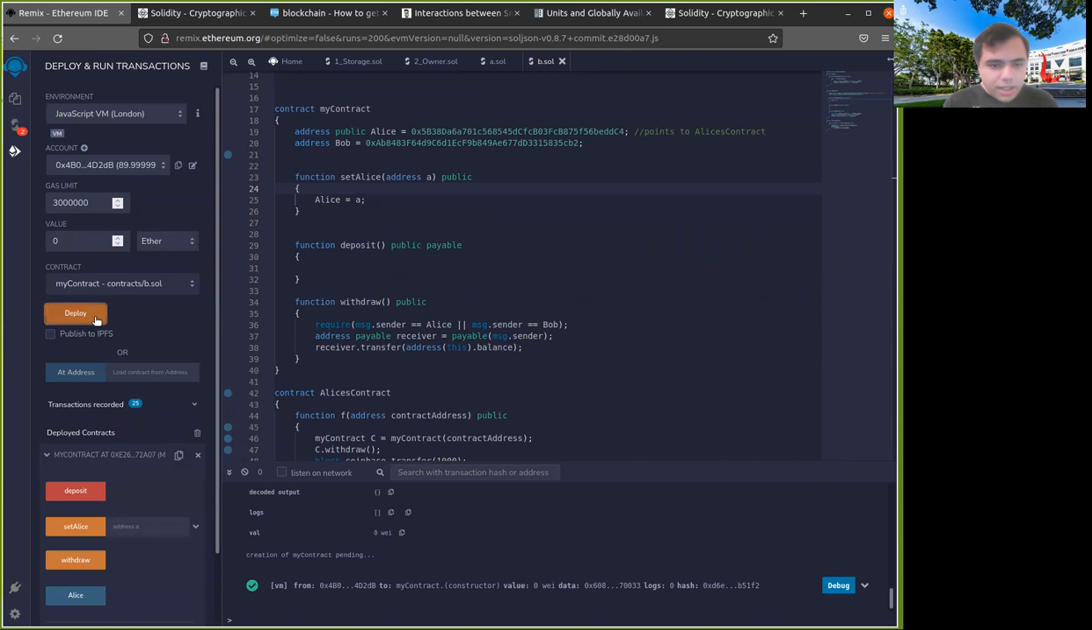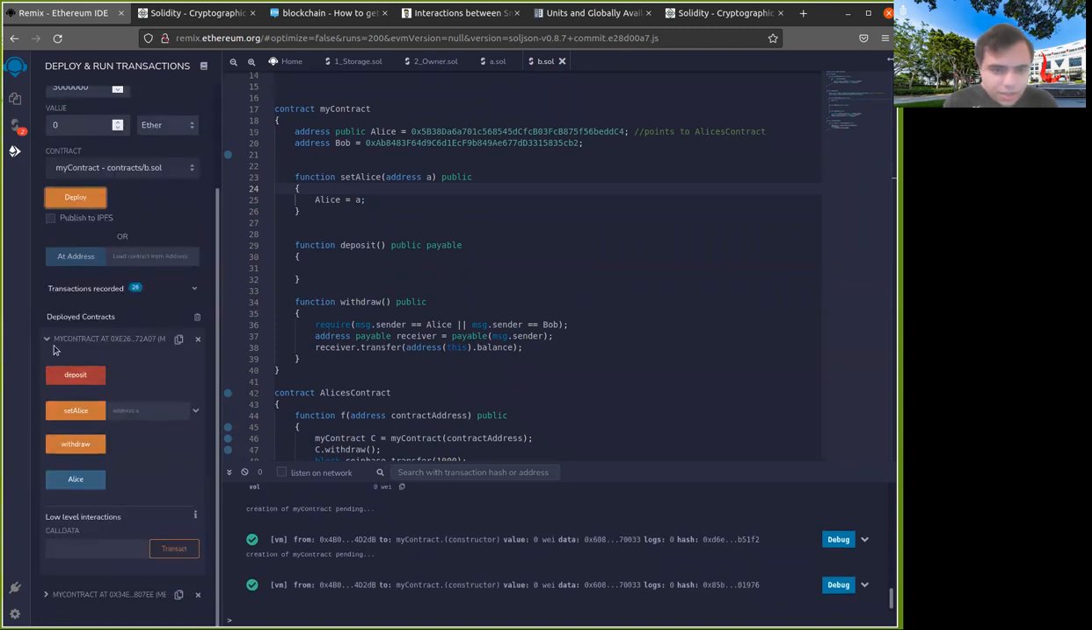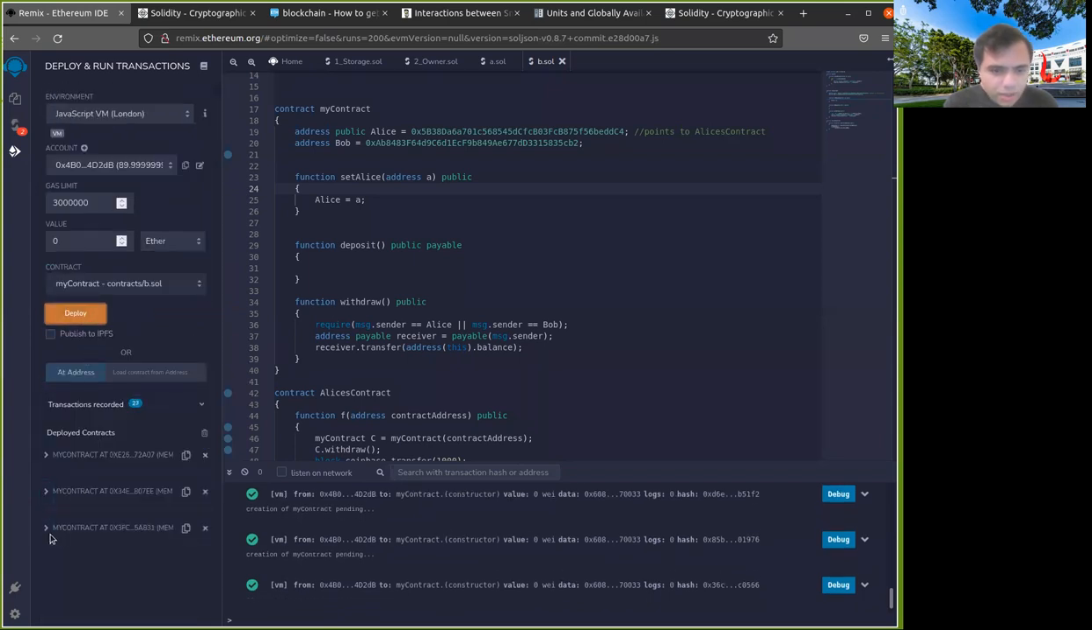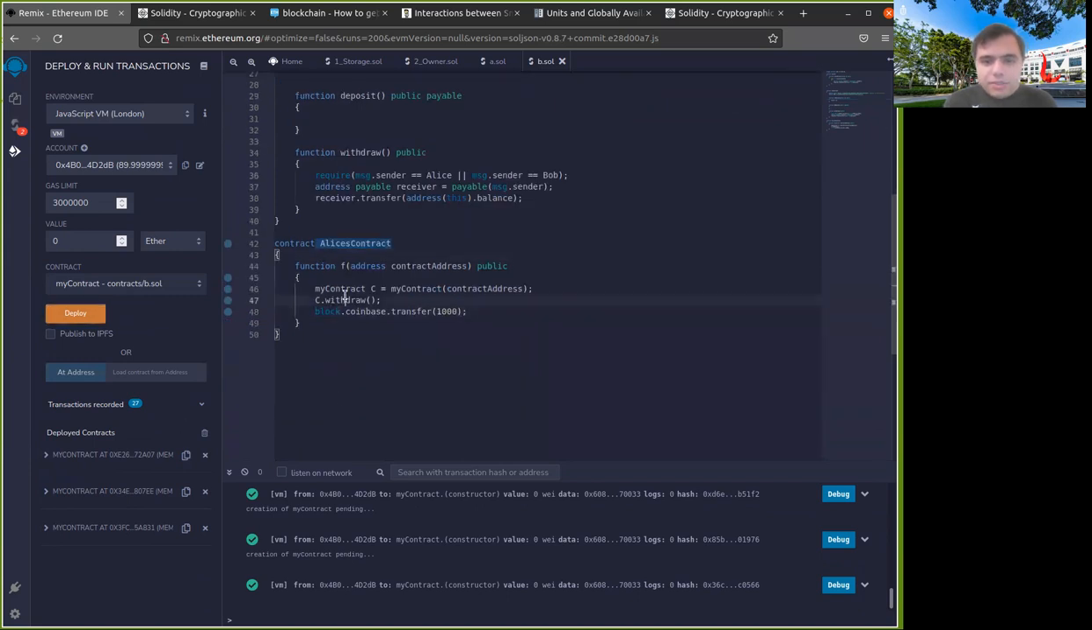But I can deploy it again and again. And this just gives me more instances of the same contract. Okay, so these are all the same contract. They have the exact same code, but they have different addresses. So it's very similar to different instances of a class in Java. Now, in this contract here, what I'm saying is that I want the instance of the original contract. So this is the type, my contract. And I want the instance that is at this particular address. And then I want to withdraw from that instance.